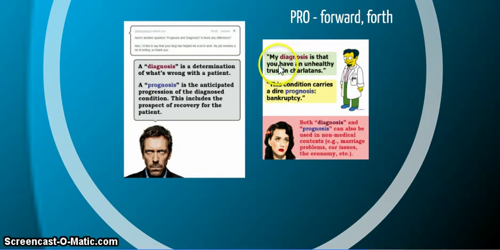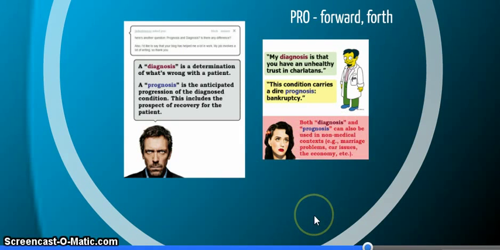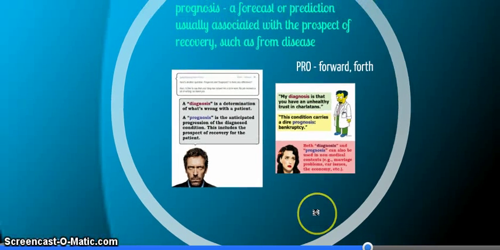And this one's kind of a funny one. My diagnosis is that you have an unhealthy trust in charlatans. Charlatans are like con men, people who talk you into doing things you shouldn't, or talk you into paying for things you shouldn't, right? This condition carries a dire prognosis, bankruptcy. When you give your money to charlatans, they run away with it instead of investing it, and you lose everything, right? So here we have both diagnosis and prognosis can also be used in non-medical contexts. You can talk about a diagnosis and a prognosis with regard to marriage, car issues, economy, whatever, right? So a prognosis, again, that's when we talk about what's going to happen next, okay?